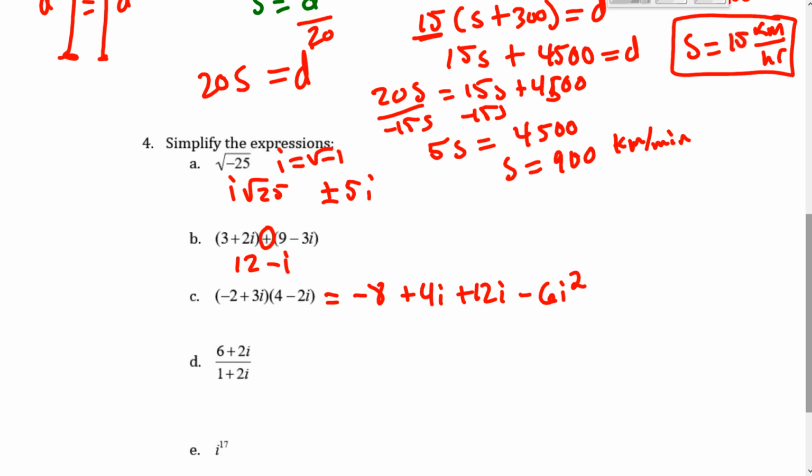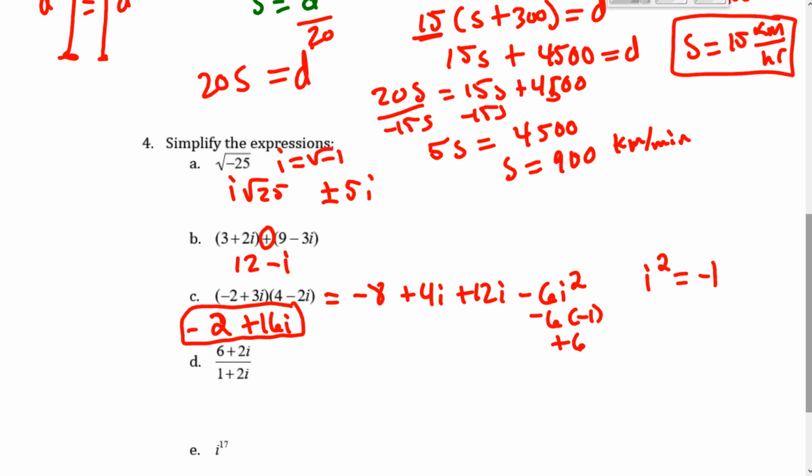But i squared, just like i is equal to square root of -1, i squared is equal to -1. So that'd be negative 6 times -1. Not negative 6 minus 1, negative 6 times, because it's negative 6 times i squared. So that becomes a positive 6. So then we get a positive 6 here. And we can add it to negative 8, so we get negative 2, and then plus 16i. So there would be my answer there.